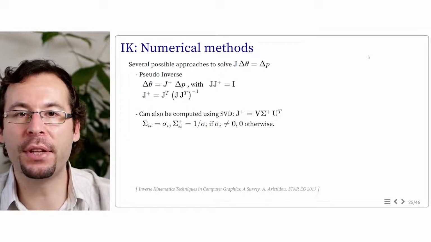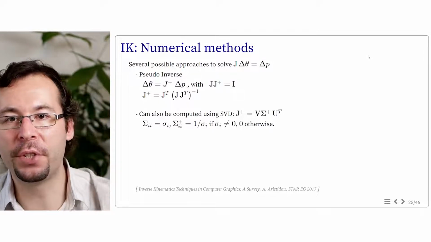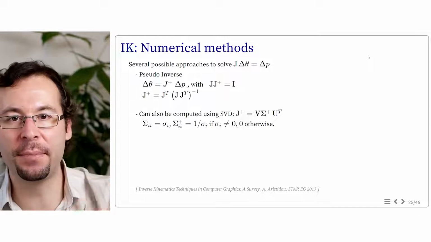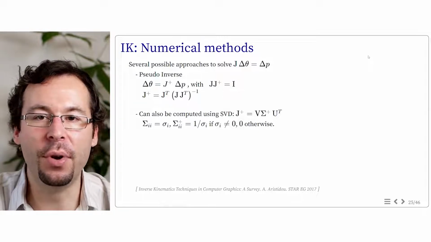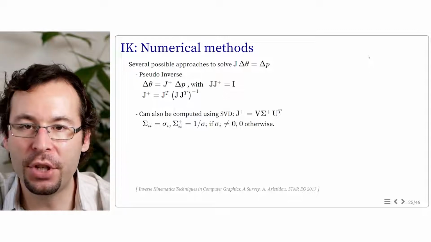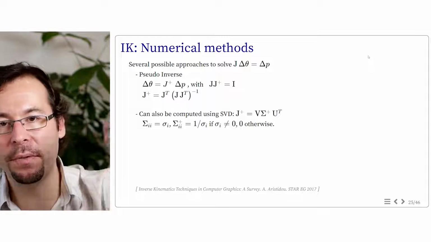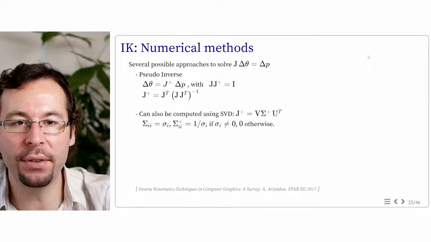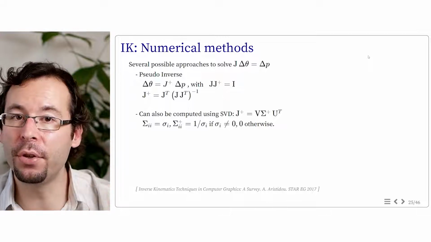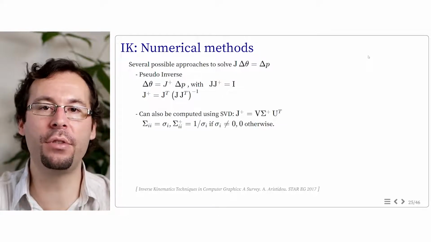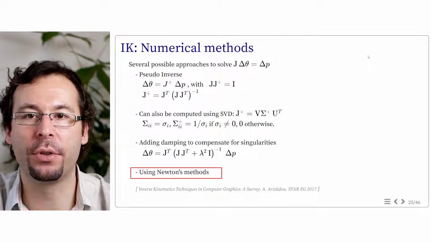The pseudo-inverse can also be computed using the singular value decomposition, with J plus equal to V times sigma plus times U transpose, where V, sigma, and U come from the singular value decomposition, and sigma plus is the diagonal matrix containing the inverse of all the non-zero singular values and zero otherwise. Of course, the pseudo-inverse only gives one solution among multiple ones, and there is a subspace of possible solutions.